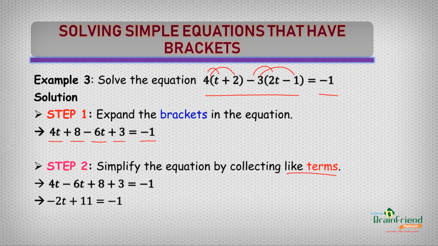Now, if we look at our equation, we will see that 4t and 6t are alike because they contain the variable. And you'll see that 8 and 3 are also alike because they contain no variable and they are constants. So this will now give us 4t minus 6t plus 8 plus 3 is equal to minus 1. Solving through, 4t minus 6t will give us minus 2t. 8 plus 3 will give us 11, which is equal to minus 1.